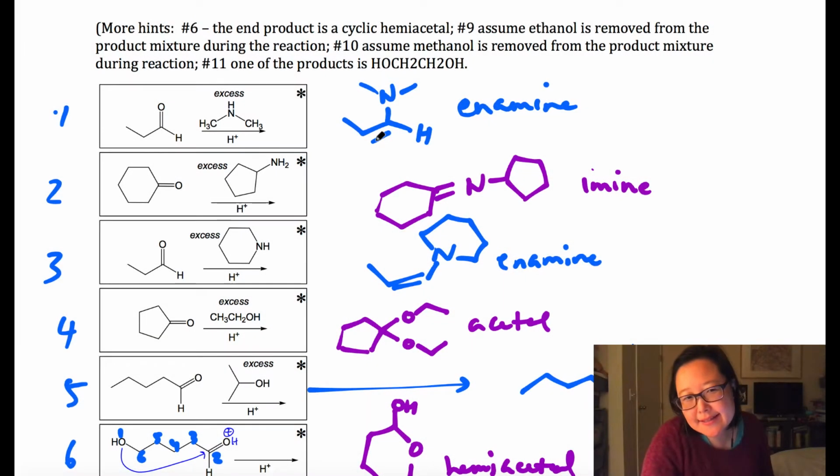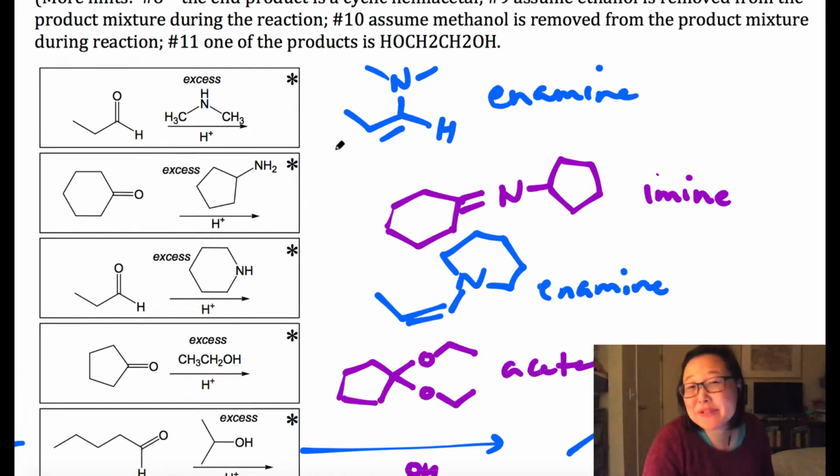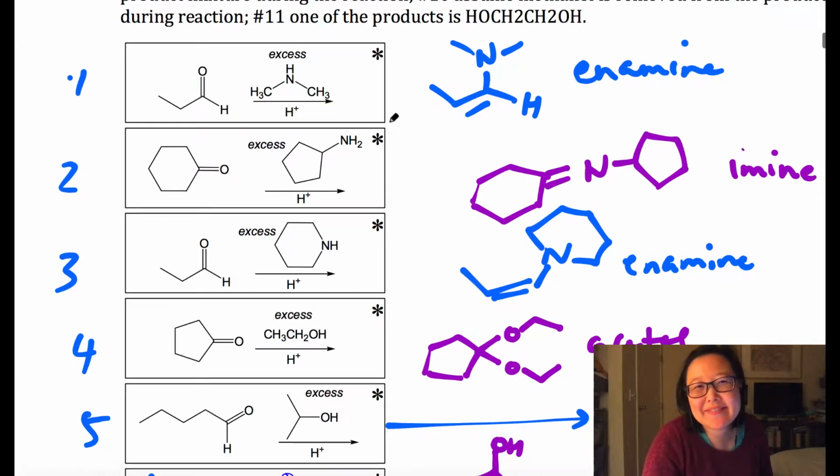All right, guys, let's go over these and talk about some strategies for how to figure these out. Okay, so the main thing I'm looking at when I do these is the carbonyl group and the group that I'm adding as a nucleophile. So I'm picturing in my head, this is getting protonated, this is attacking here, this is leaving, this is going to turn into water, and this is going to form a double bond with here. But this is a secondary amine.